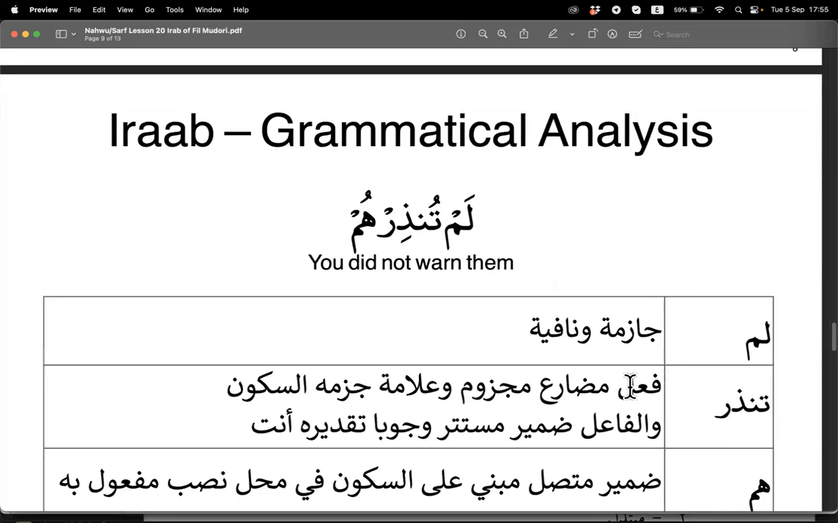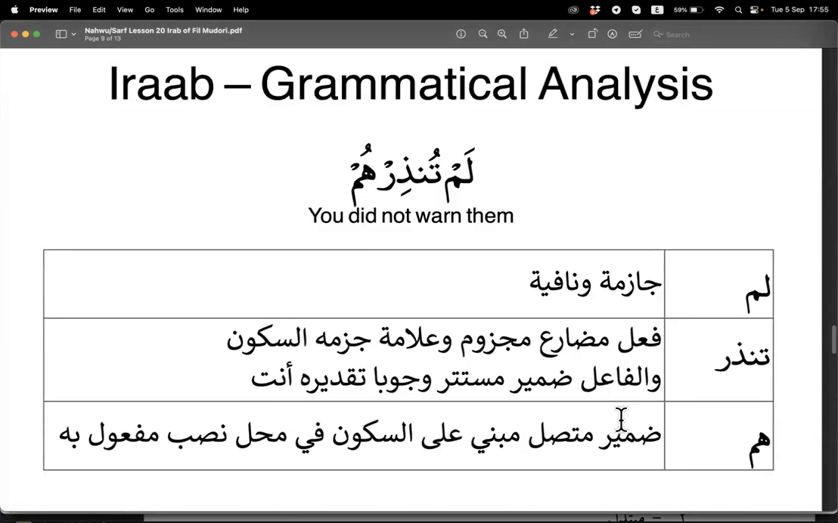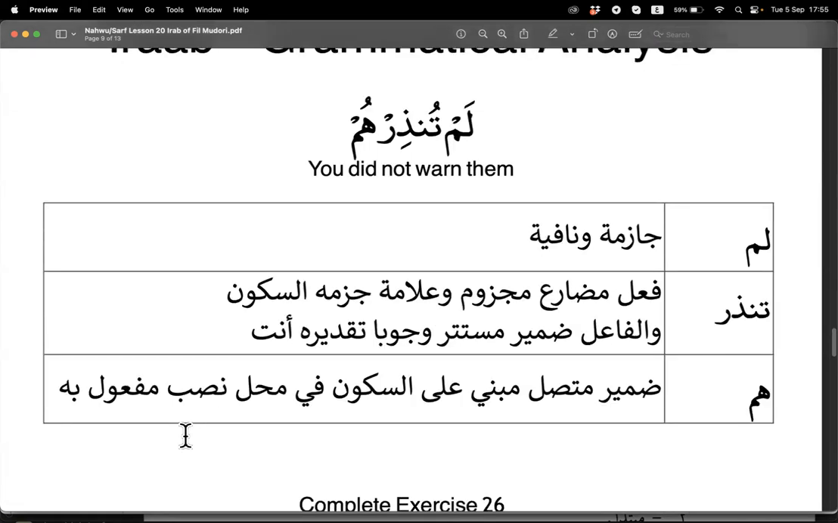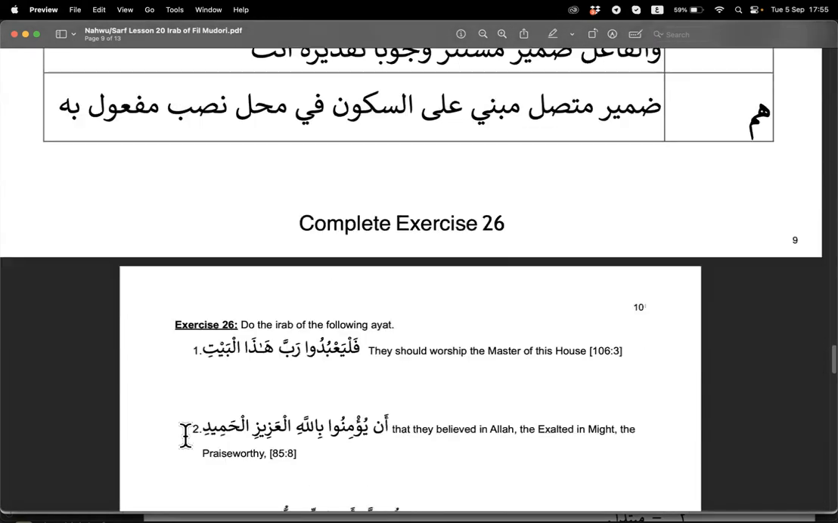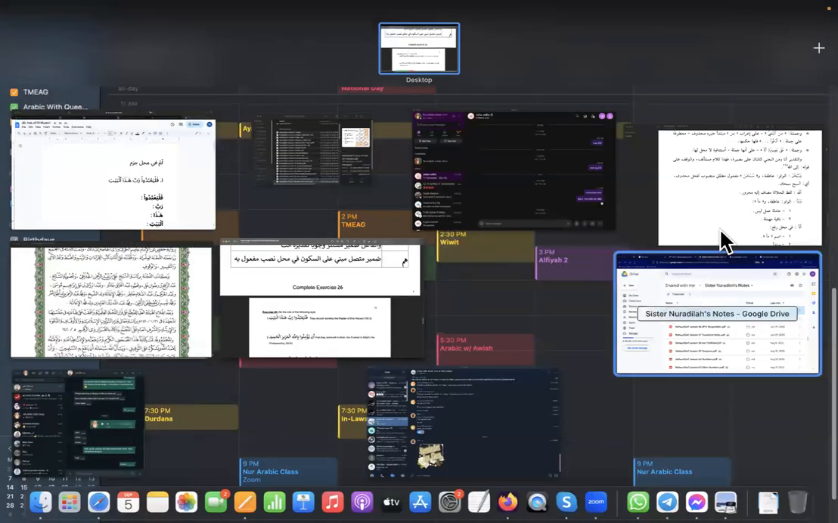So fi'il mudari majzum. So this one we always put B. Okay, but this is the normal one. Wa alamatu jazmi sukun. Basically the same thing. The sign of the jazm is sukun. Okay, then fa'il dhamir mustatir wujuban takdiruhu anta; dhamir muttasil for the hum, fi mahali nasab maf'ul bihi. Okay, let's do some exercises, inshallah.